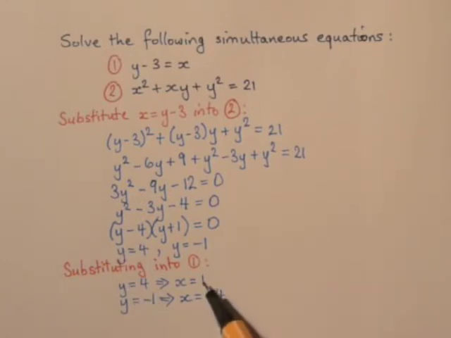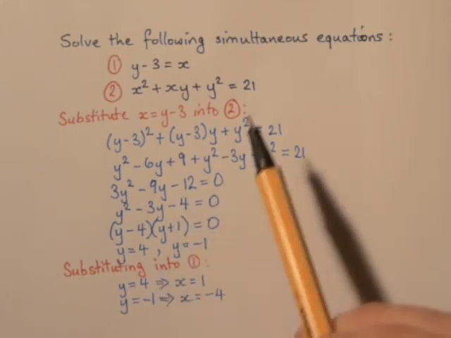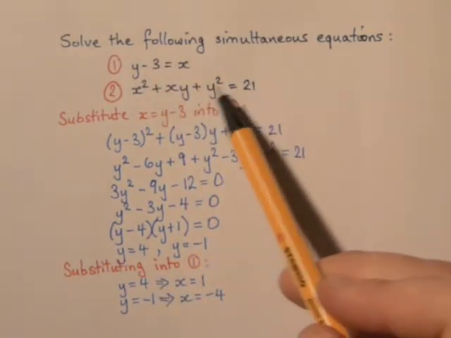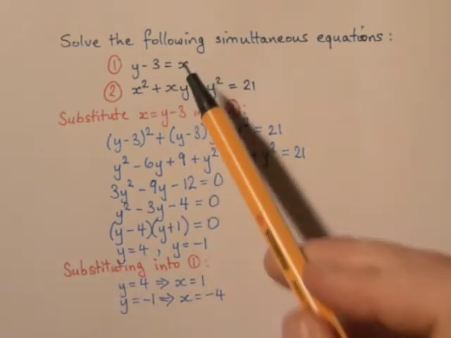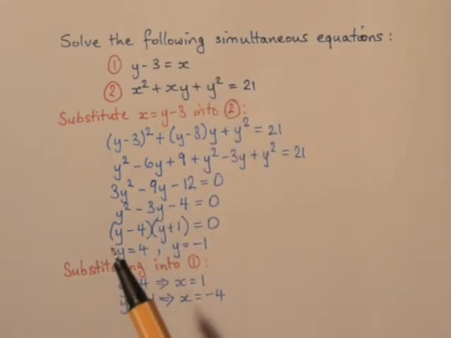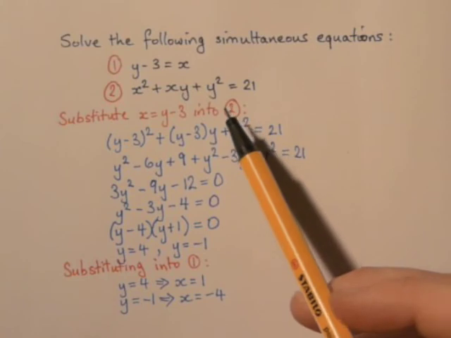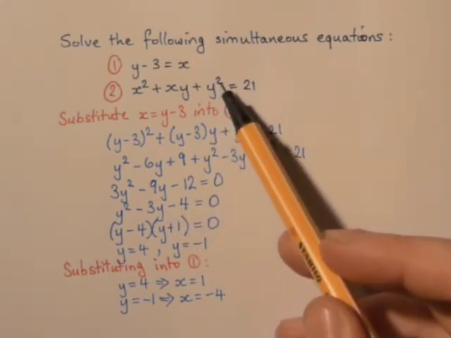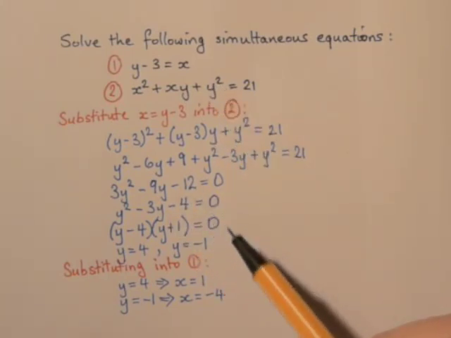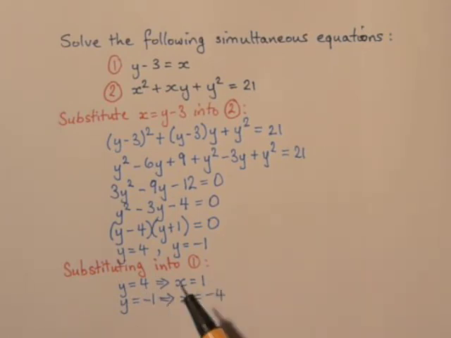So my two solutions are x equals 1, y equals 4, those two values going together, and x equals minus 4, y equals minus 1. And it's important to remember that if I were to sketch these two curves, in the first case it's a straight line, in the second case it's an ellipse, then where they touch, their intersection points, are precisely these pairs of coordinates. And I'll stop there.